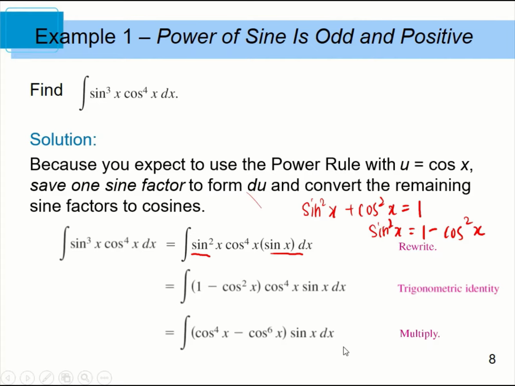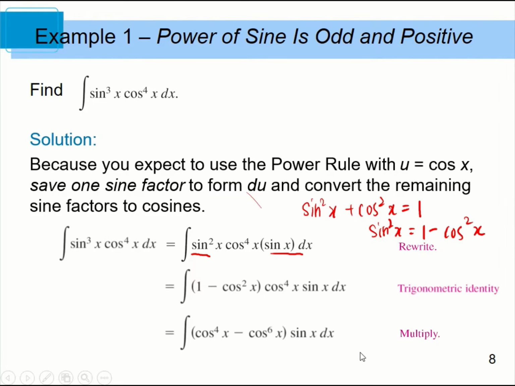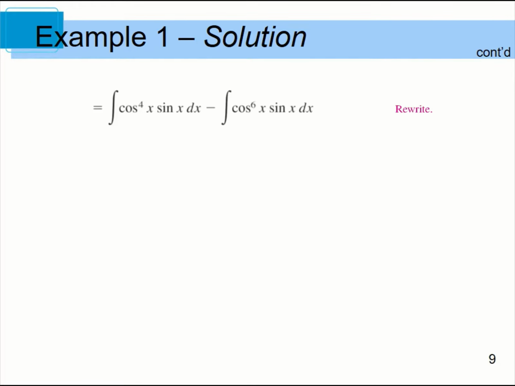Okay, sine x dx. Now after that, we can actually split this into 2. By moving the sine x dx, we split this into 2 inside here: we have the integral of cos to the power of 4x sine x dx, and the other one is cos to the power of 6x sine x dx. Okay, so now as we mentioned earlier, by using the substitution method, this will be the du.